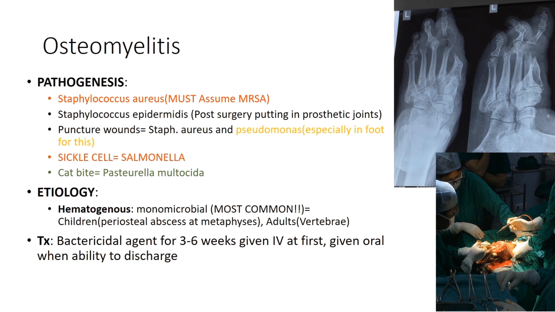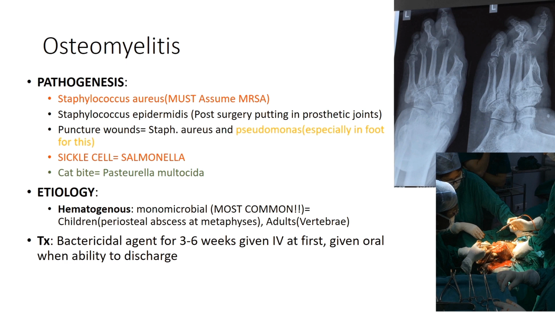And the last infection that I want to talk about is osteomyelitis. And so this is an infection of the deep bone, something that's more like a bone-eating disease. The most common cause is Staph aureus. This is usually hematogenously spread.